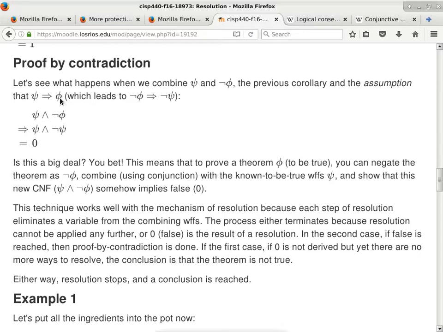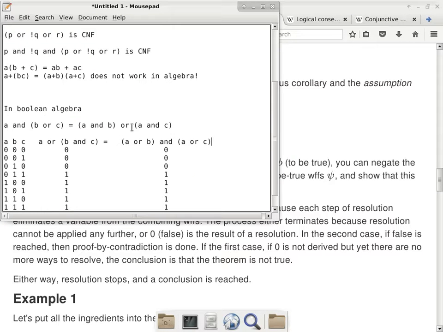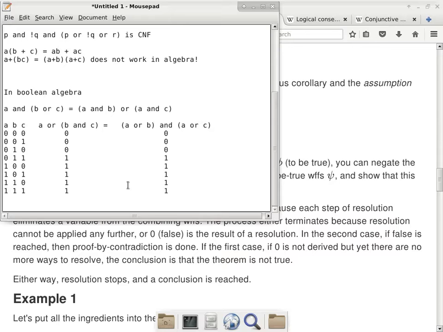Phi is the theorem that we want to prove, so we want this implication to hold true. But instead of proving this directly, we make use of the transformation of this thing here, because saying that psi implies phi is the same thing as saying not phi implies not psi. Have we talked about this before? The answer is yes, but you might have forgotten. So let me show you how that works. We'll use a notepad here to show that.